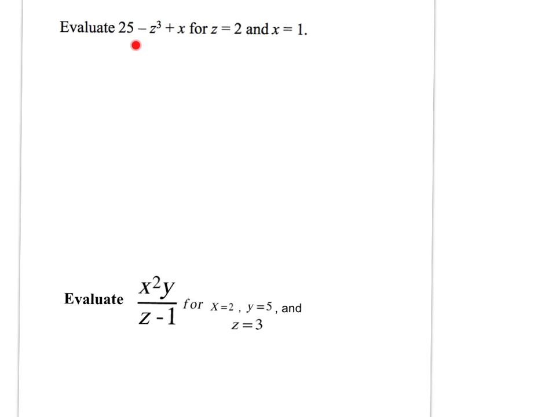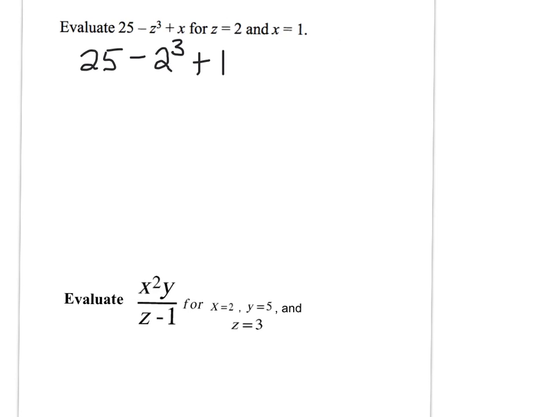We have evaluate the expression 25 minus z cubed plus x when z equals 2 and x equals 1. So what we're going to do here is, for the z, we're going to put a 2 in there. And so that'll now be 2 cubed, and plus x is equal to 1. So we put the 1 in for the x.